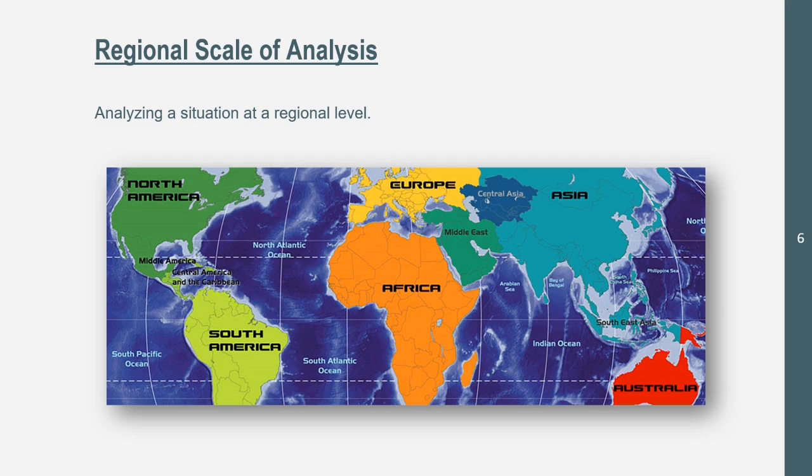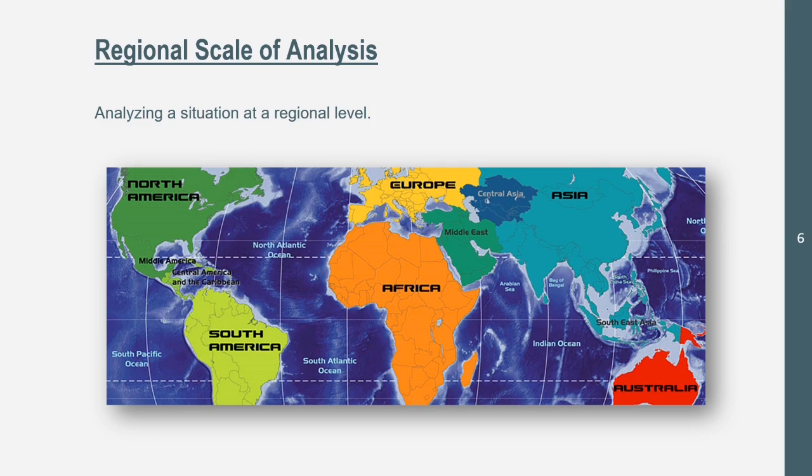The continents are regions. Central Asia, I don't know why that's on here, but we're looking at the continents: North America, South America, Europe, Africa, Middle East, Central Asia, Asia, Southeast, Australia. Those are regions. Some could disagree with you.